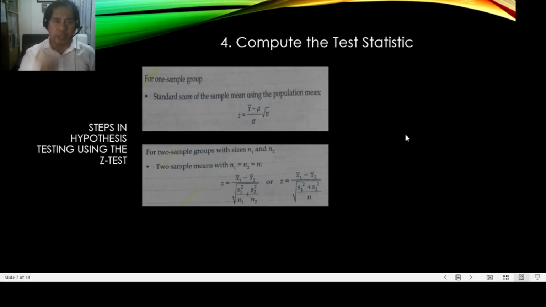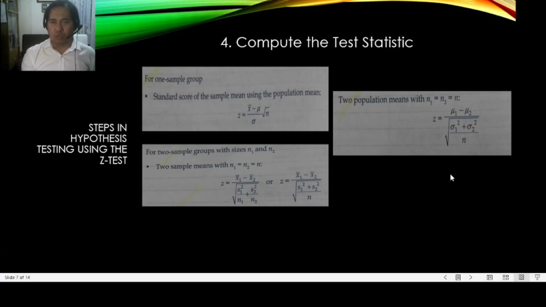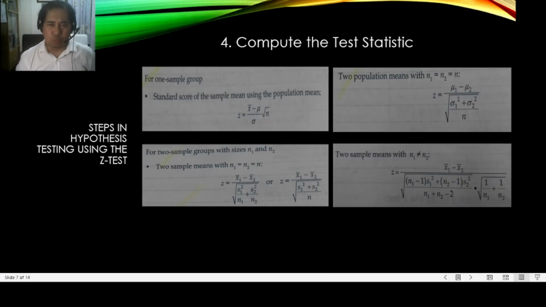Now another one is the two sample group. For the two sample group, meaning there are two samples given and of course two standard deviations or variances are given. So we have this one as our working equation and so on and so forth. So you just try to look into it and try to memorize.